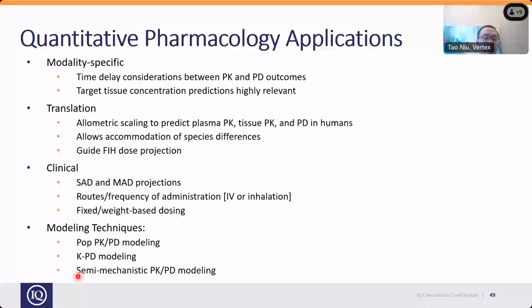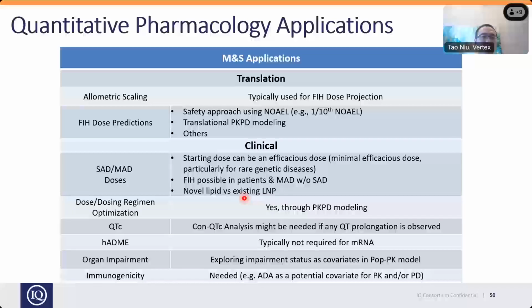and or semi-mechanistic PK/PD modeling, which typically require strong bioanalytical support, particularly for concentration in the tissue. And here is just a rephrase of what I mentioned previously. As you see, particularly for first-in-human dose projection, you can use the monkey NOAEL and apply a safety factor such as tenfold for your first-in-human starting dose, or translational PK/PD modeling.